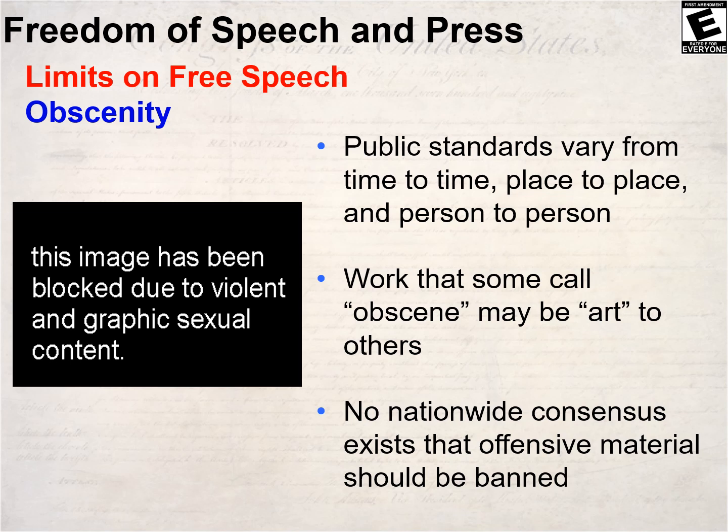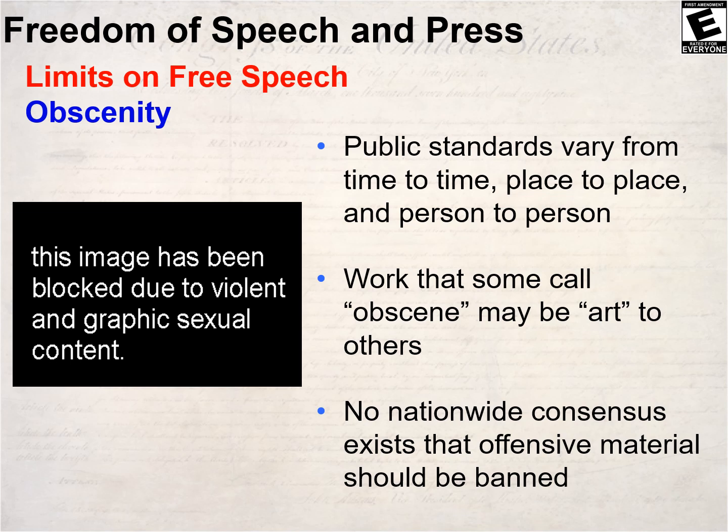Yet another wonderful Parks and Recreation reference we can make, with Leslie as the nude female centaur. There is no nationwide consensus that suggests that offensive material should be banned. I want you to think about it.